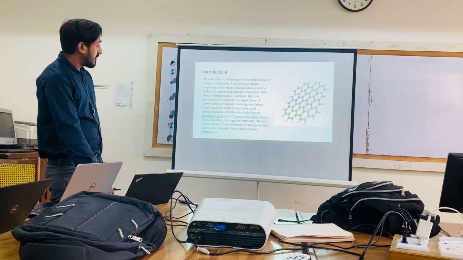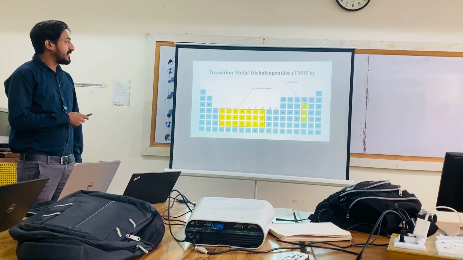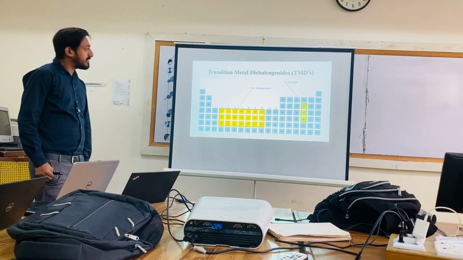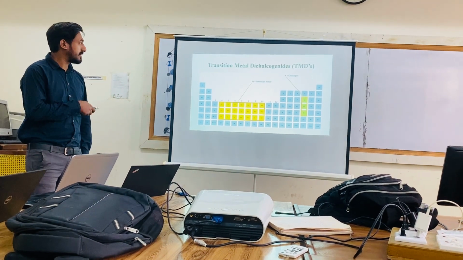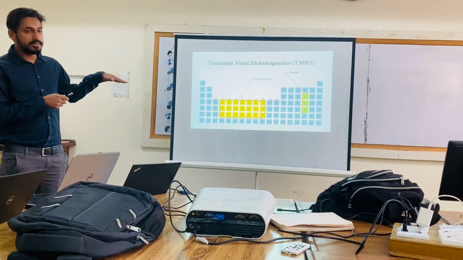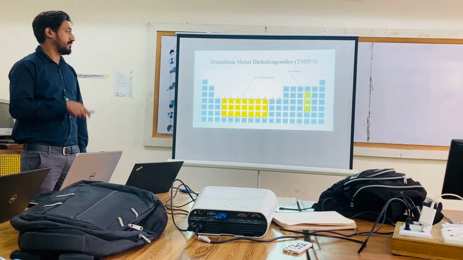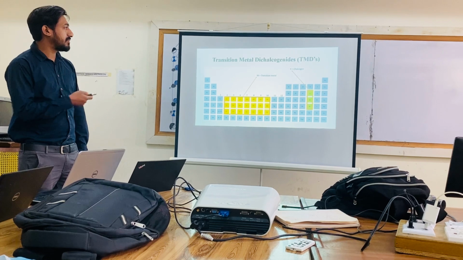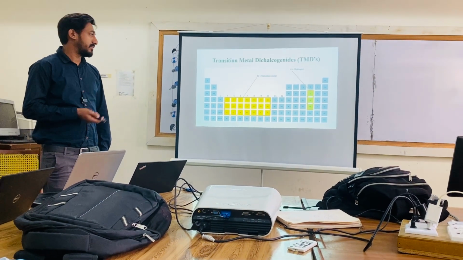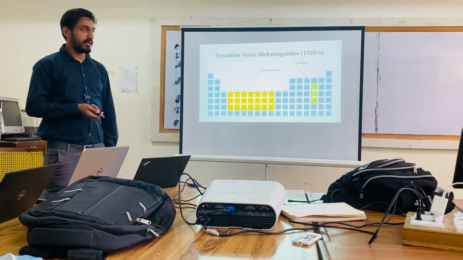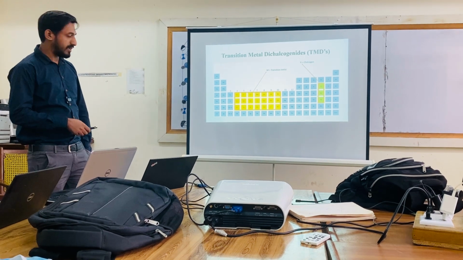Now, what are TMDs actually? So in TMDs, we have a transition metal and we have a chalcogen atom. The formula is MX2, which means that one transition metal is sandwiched between two chalcogen atoms. So why are we using TMDs? Because they are semiconductors and they can give good results when they are converted into 2D materials. They can give us very high electrical conductivity and also good optical characteristics as well.